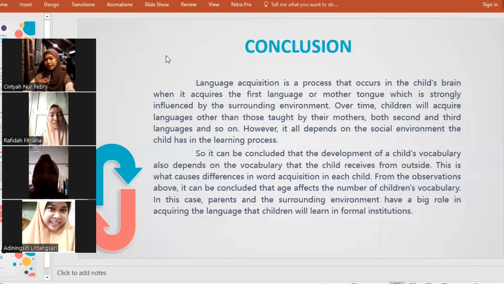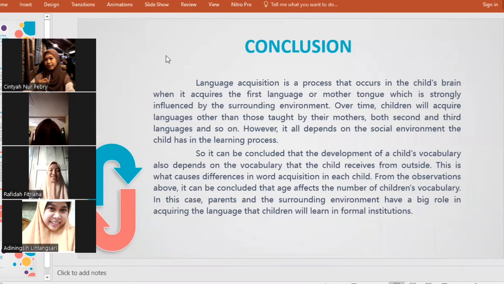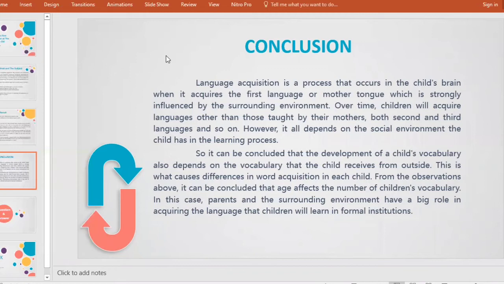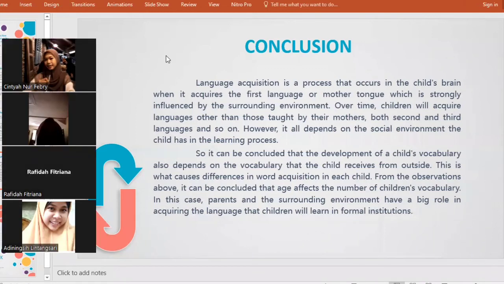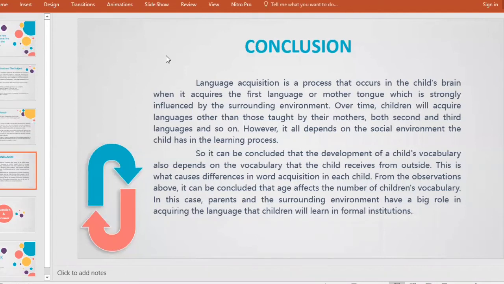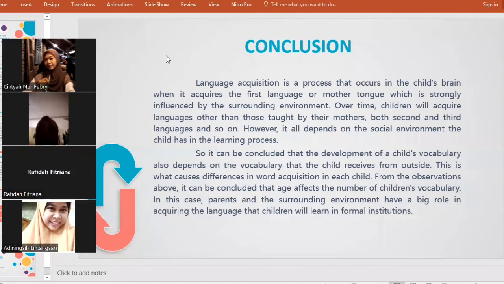Language acquisition is a process that occurs in the child's brain when it acquires the first language or mother tongue, which is strongly influenced by the surrounding environment. Over time, children will acquire language other than those taught by their mothers, both second and third languages, and so on. However, it all depends on the social environment the child has in the learning process. So it can be concluded that the development of a child's vocabulary also depends on the vocabulary that the child receives from outside. This is what causes differences in word acquisition in each child.